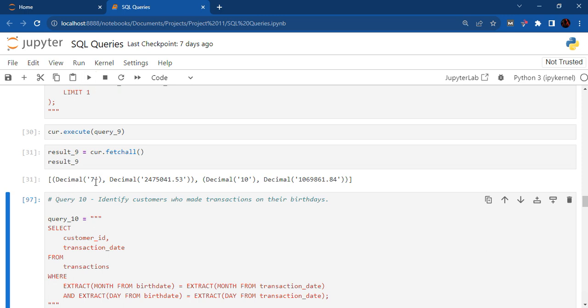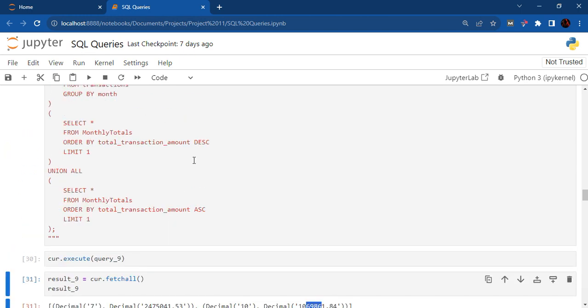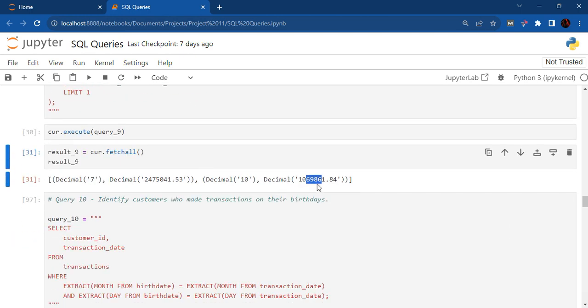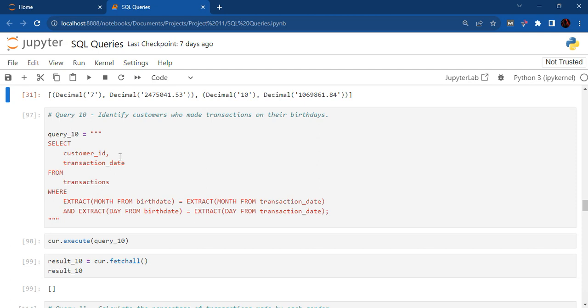and as you see, 7, this is the transaction amount, and 10, and this is the transaction amount. Now the first one is the highest, and this one is the lowest, I think so. Yeah. So in month 7, that's when we have the lowest transaction amount, and in month 10, which is, not September, month 7 I think is July. Yeah, maybe. But month 10 is October. So having that, let's run the next one.